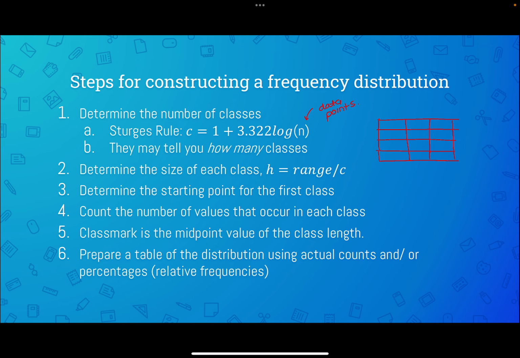Then you need to determine the size of each class. And the size of each class, or the height, is going to be the range over the number of classes. The range is the upper value minus your lowest value. Then you determine the starting point for the first class. This is usually your lowest value.